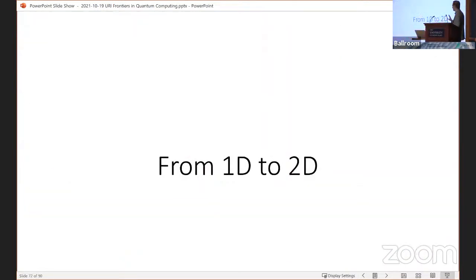So now I want to talk about bringing things toward the present. We're going from 1D to 2D. We're ready to go to 2D. We think that this is the right time, and we're armed with the right tools now.